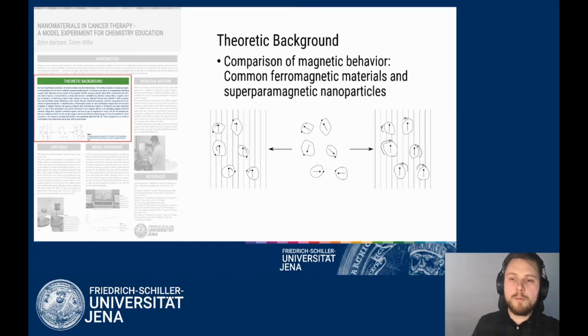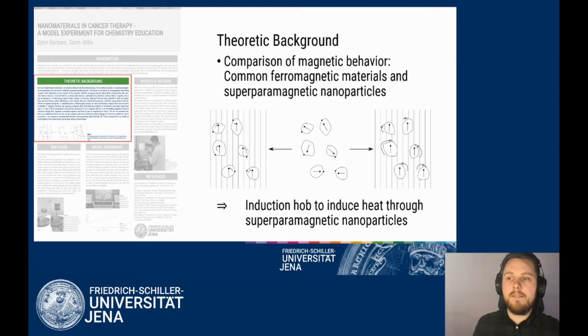So there are two competing mechanisms which both generate heat, but the right one, that the particle just rotates in order to align it, isn't possible while induction cooking with your ferromagnetic pan. The pan won't spin in the field. So there are additional mechanics to produce heat for superparamagnetic nanoparticles, and otherwise the processes are nearly identical. The induction hob can induce heat in superparamagnetic nanoparticles.